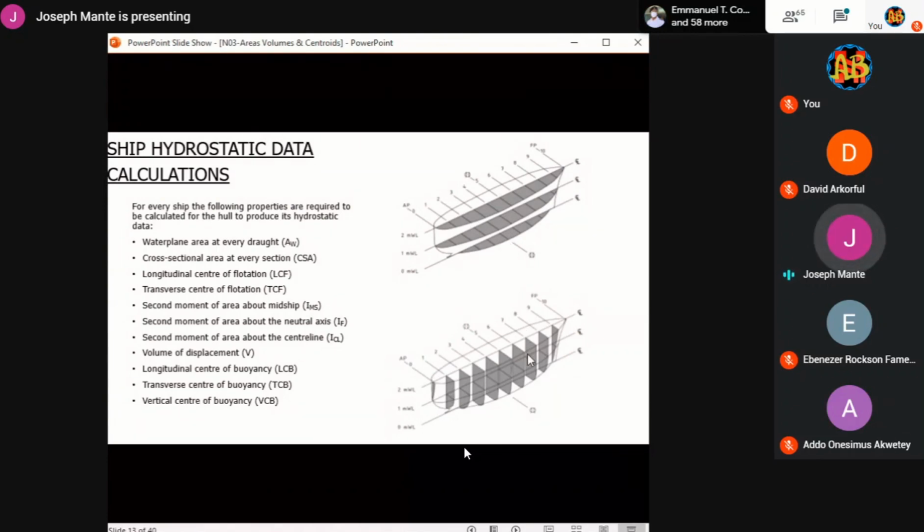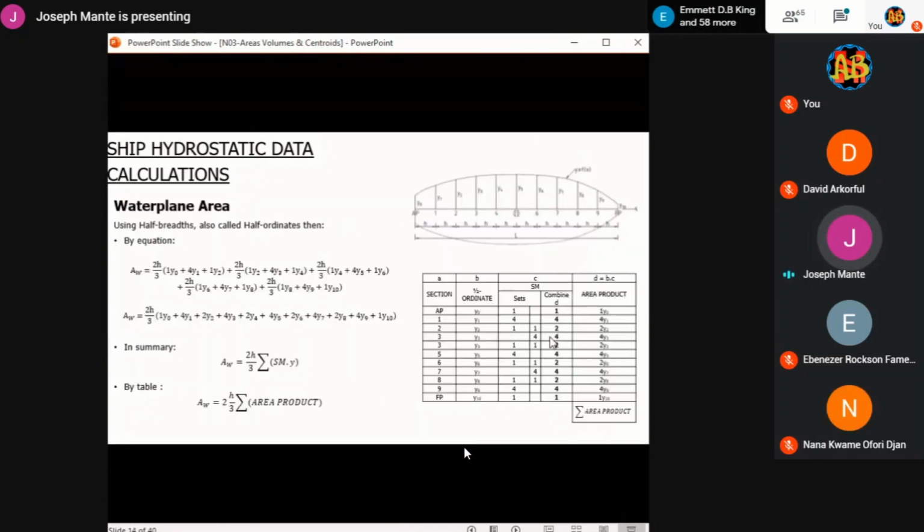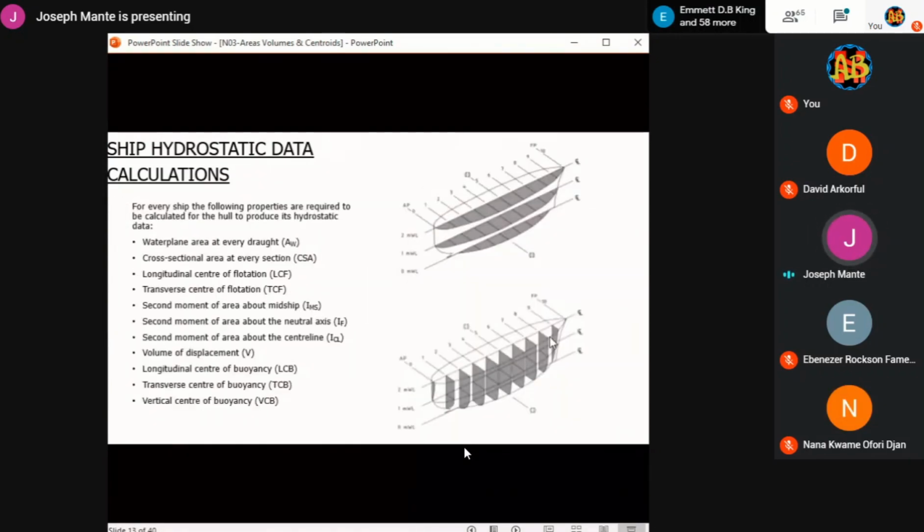And the other one is section. You see that the section at the fore is different from the section at the midship. Realize that the section at the fore is different from the section at the midship and all that. You yourself can see the sizes. You realize that they are all different. So basically, these are the hydrostatic data.